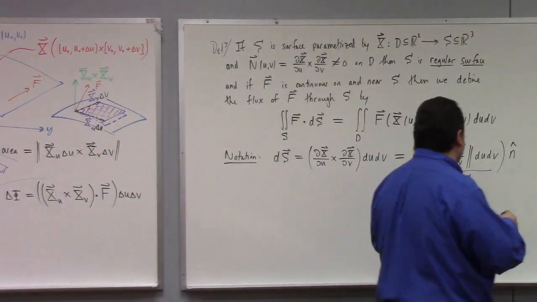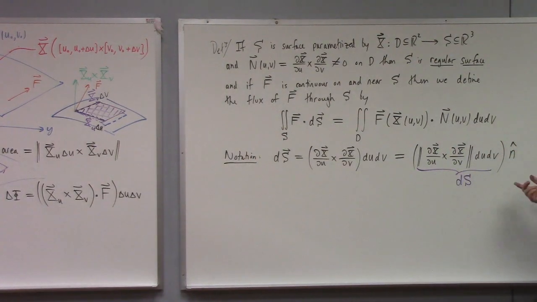So this right here, I would call ds. So ds is the infinitesimal surface area element, whereas ds vector is the infinitesimal vector surface area element.